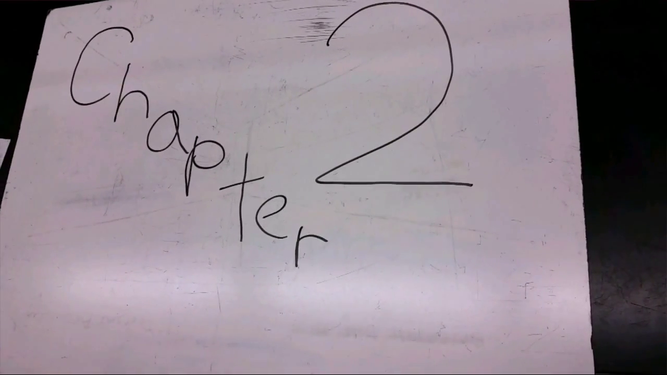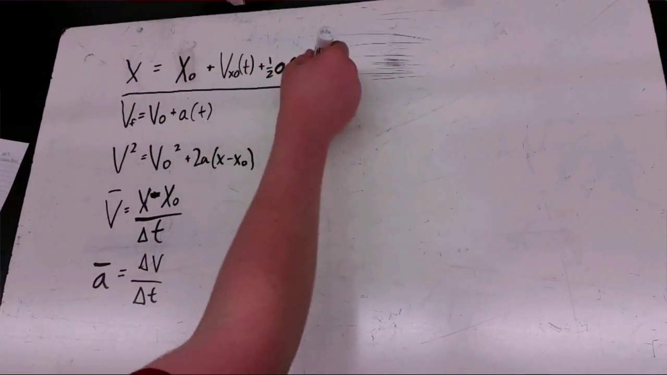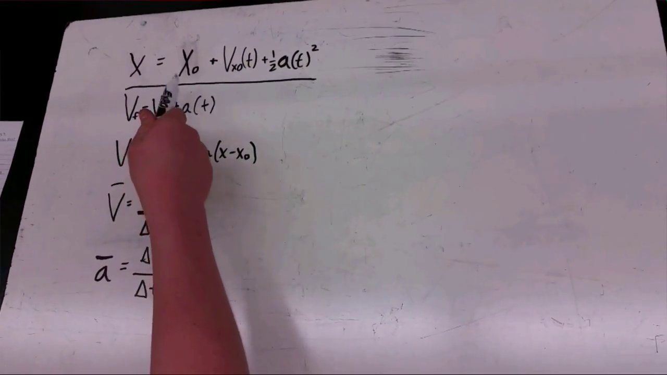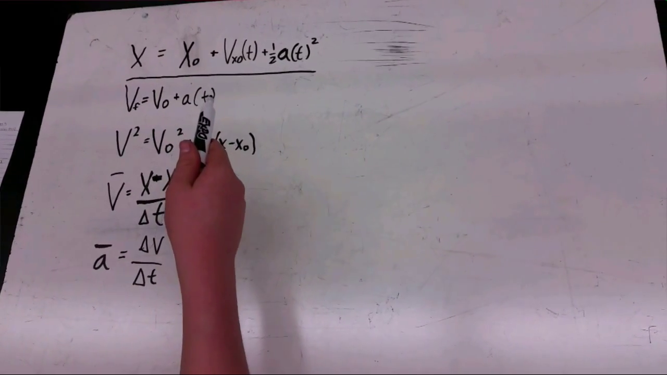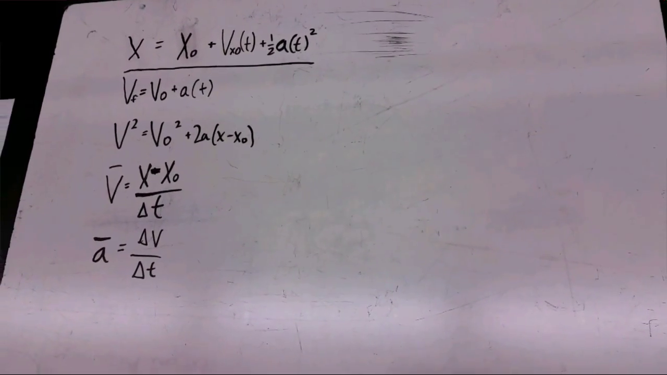Chapter 2. So the first formula we have is the distance formula. It's the final distance equals the original distance, the starting point, plus original velocity times the time, plus 1/2 times the acceleration times the time squared.